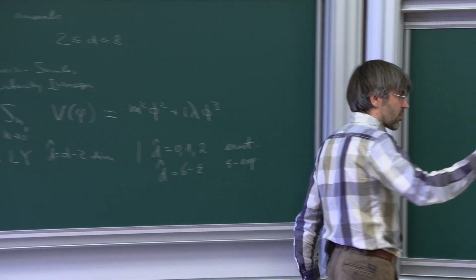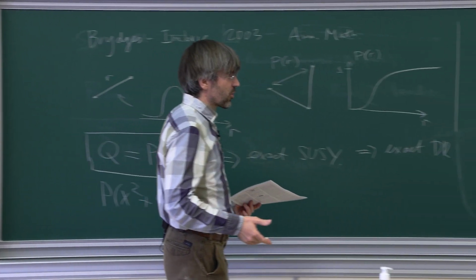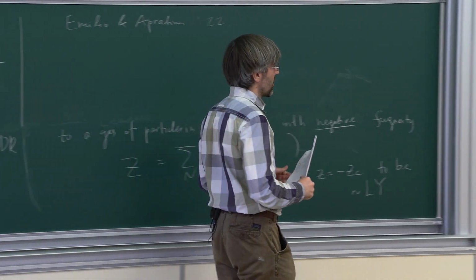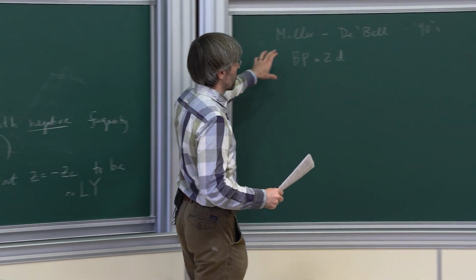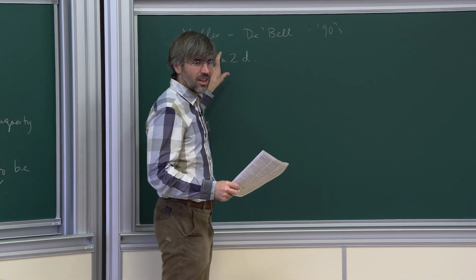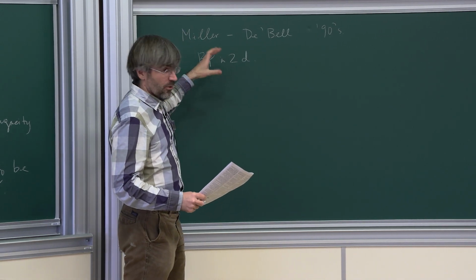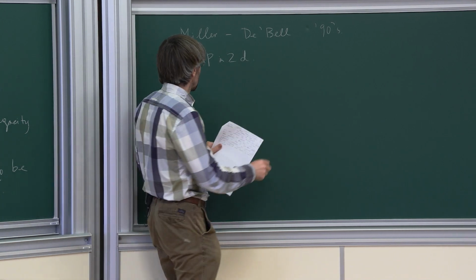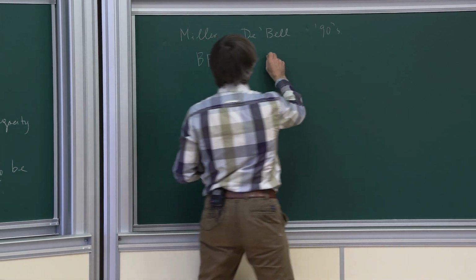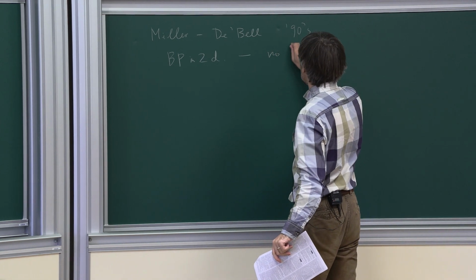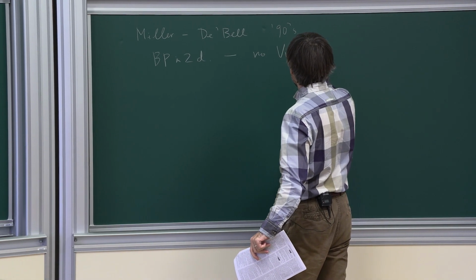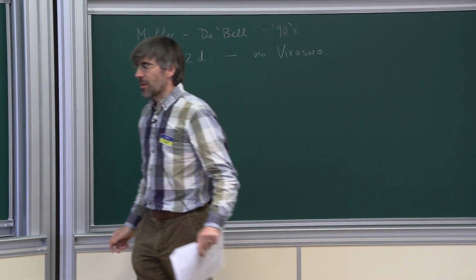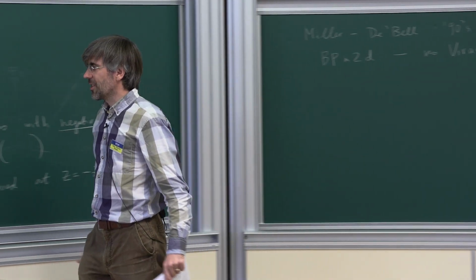It was in the 90s, so in the 90s, of course, people were very interested in conformal field theories, in two-dimensional conformal field theories. So they wanted to see whether these branched polymers had the conformal invariance. And they found that it does not have a Virasoro invariance. So what they found is that the branched polymers in 2D, there is no Virasoro.